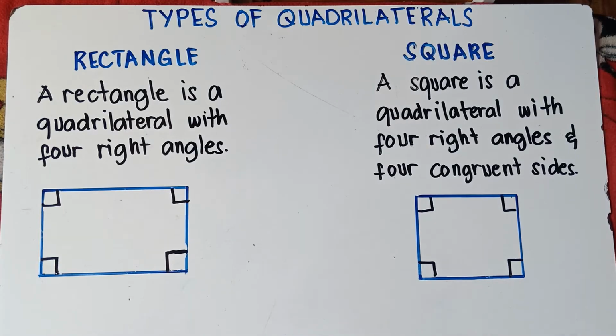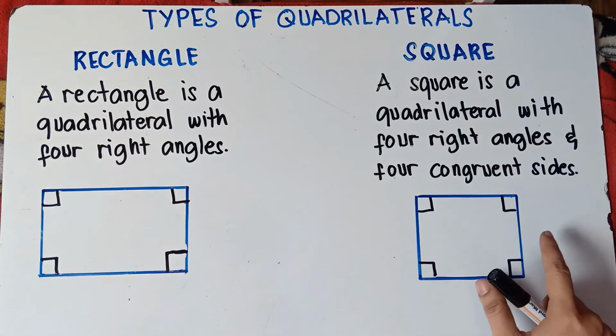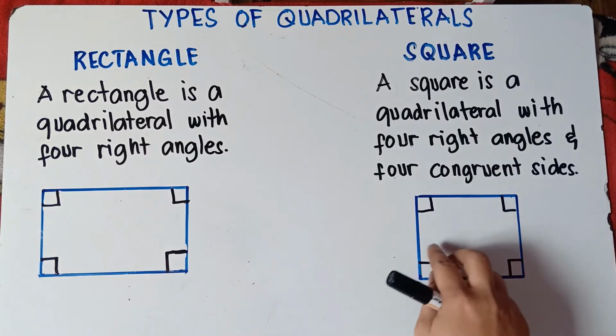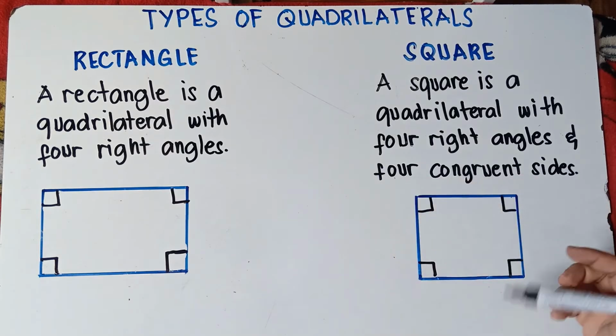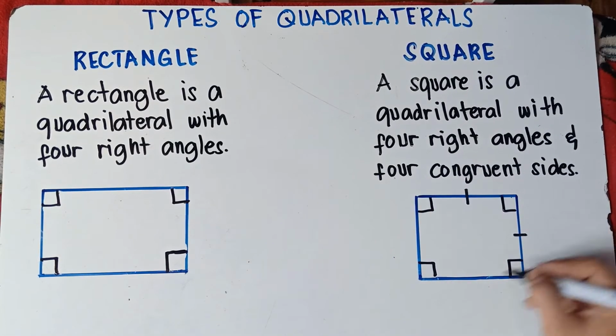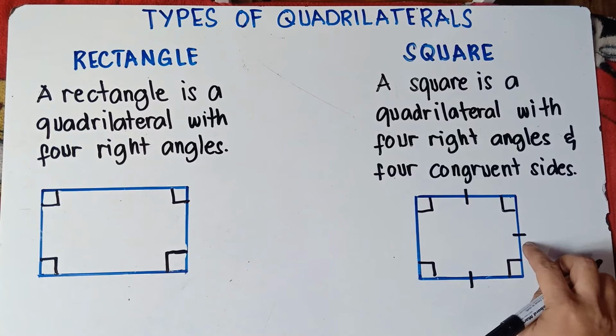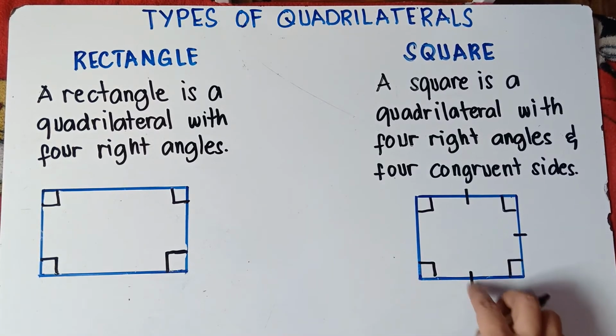Why is that, sir? Once again, a parallelogram, 2 pairs of parallel sides. As you can see, this side right here is parallel to this side, and this side is parallel to this side. But once again, for the square, we have 4 right angles, at the same time 4 congruent sides. So this side is congruent to this side is congruent to this side, and this side is congruent to this side.